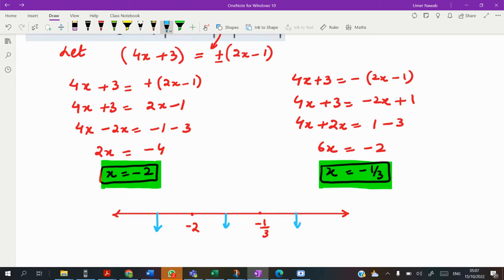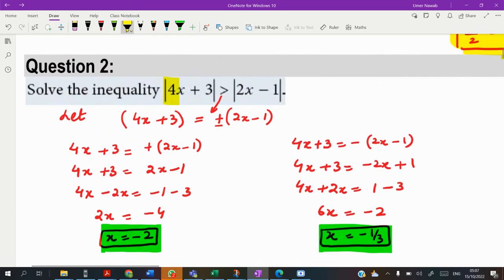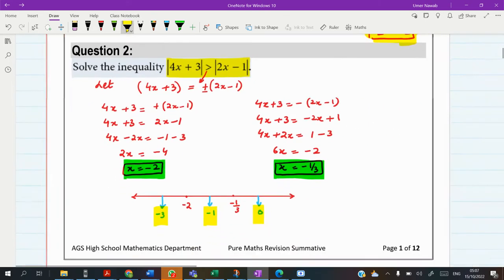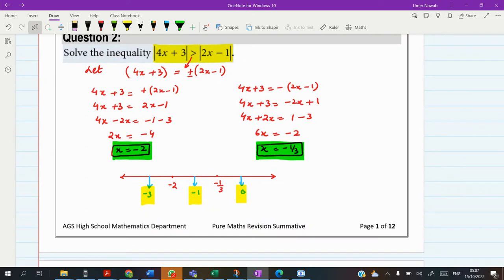So any number which is less than minus 2, I can choose minus 3. Between minus 2 and minus 1 over 3, I'm choosing minus 1. And on the right hand side of minus 1 over 3, I'm choosing 0. These values, I'm going to plug into the original inequality and test it. This is called testing inequality, and these points, minus 3, minus 1, 0, are called testing points.